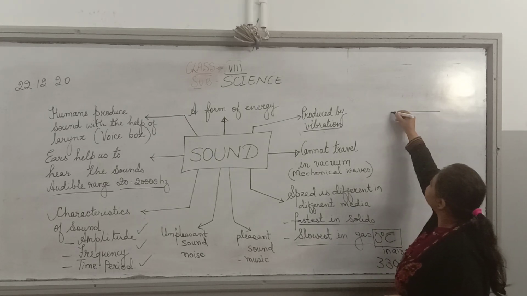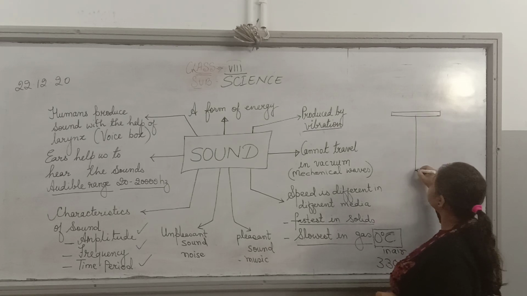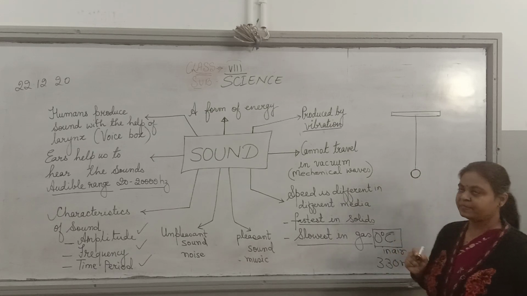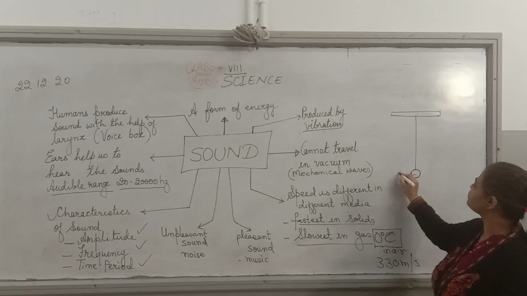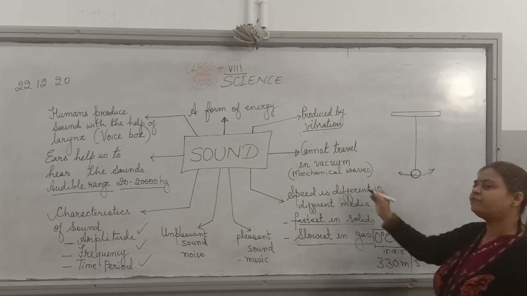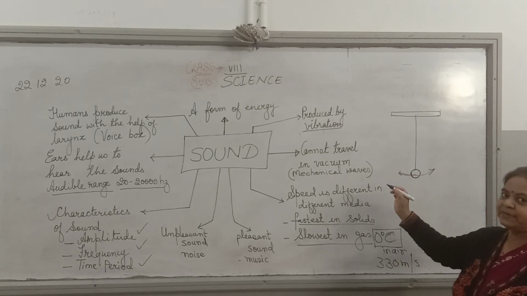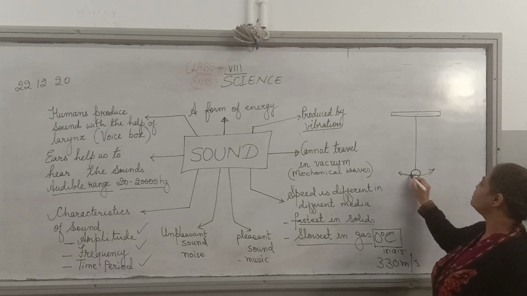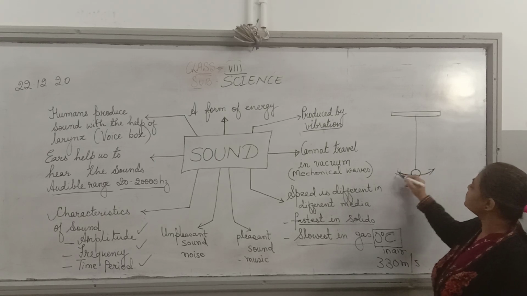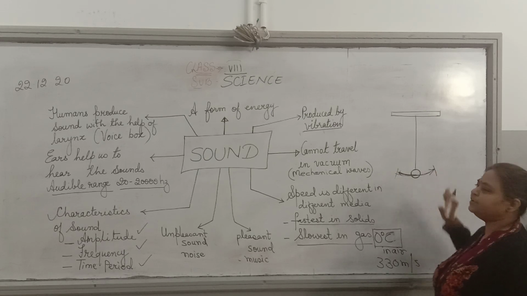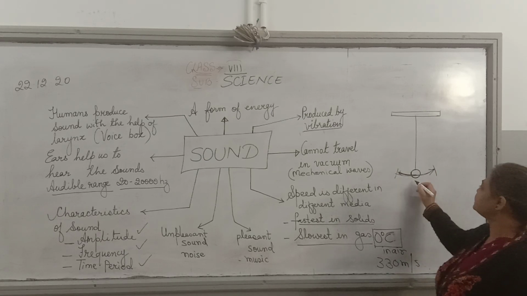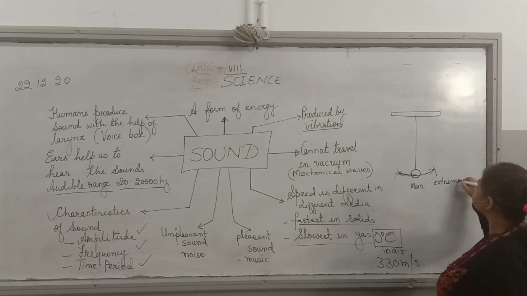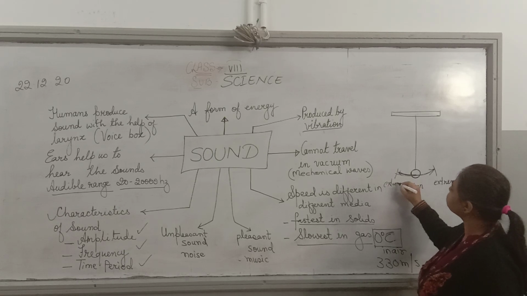Suppose this is a fixed part. We have a thread attached to this and a metal object or a metallic ball is hanging. We just push this. It will start oscillating. To and fro movement will take place in this. Right? So it is vibration, or you can say oscillatory motion. The to and fro movement will begin, and you can see that it will go till a certain limit. This is called the mean position. This is called the extreme position. This is also an extreme position.